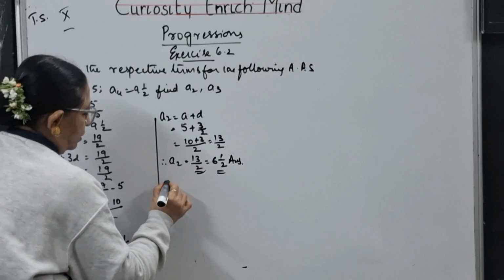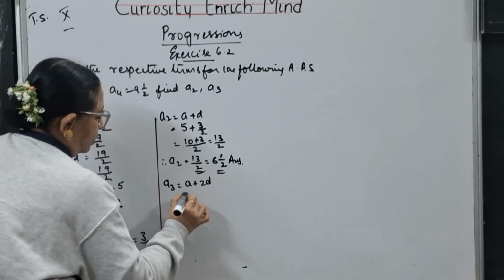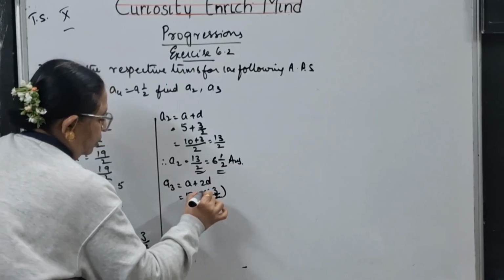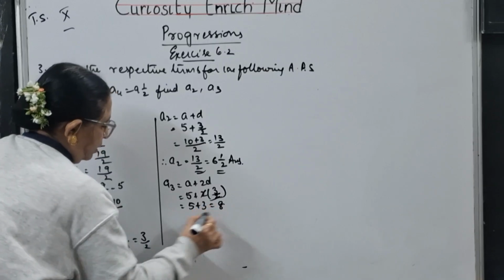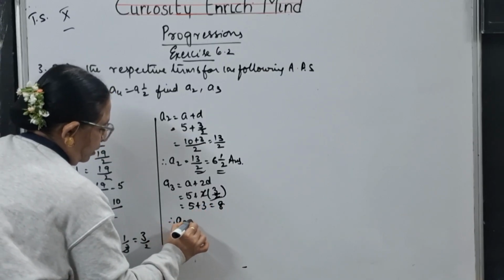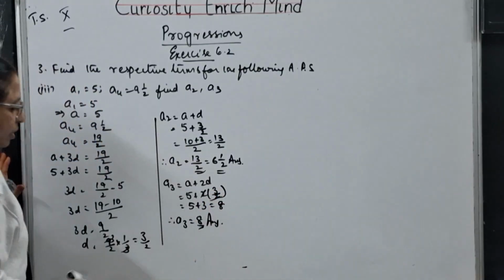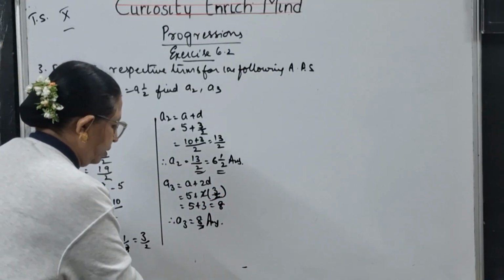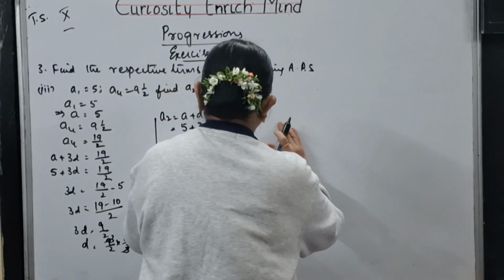Now A3. A3 is A plus 2D. That is 5 plus 2 into D, which is 3 by 2. These two will get cancelled. 5 plus 3, that is 8. Therefore, A3 is equal to 8. This is the answer, children, for the third bit. So let us go for the next bit, that is the fourth bit.